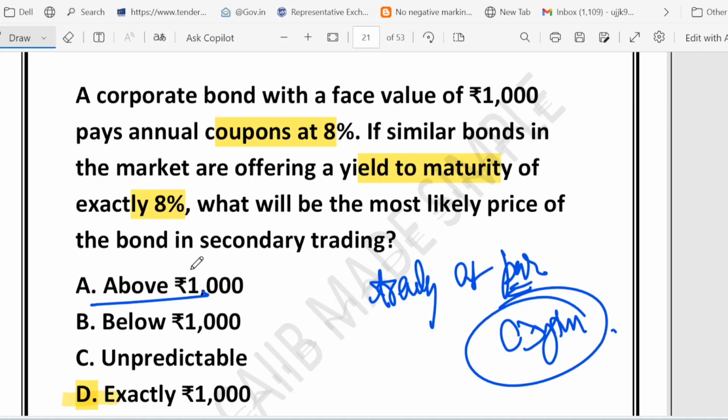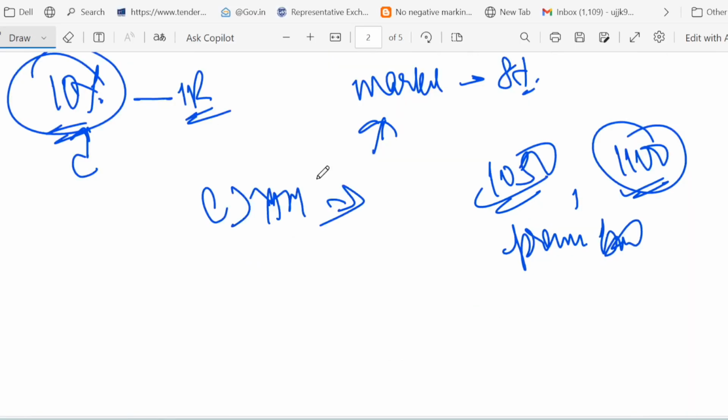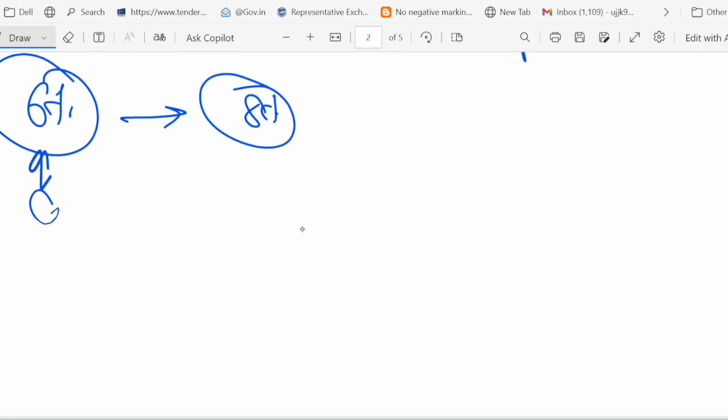What if option number B says the price of the bond is below 1000? Think about it. This happens when the bond coupon is less than the market yield. Let me give you one example. Suppose the bond pays only 6% while the market offers 8%. So this 6% is the coupon rate, and this 8% is the YTM. As you can see, the coupon is less than YTM.